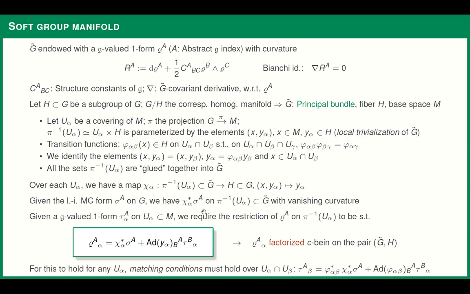And so if we require the restriction of rho of these forms to be defined in this way, essentially we are saying that rho is factorized over the pair G tilde, H. We are splitting it in such a way as to have vertical and, let's say, horizontal directions. This is just the way in which, in this framework, a Cartan connection emerges. Of course, we have to have matching conditions for tau for the construction to be defined.